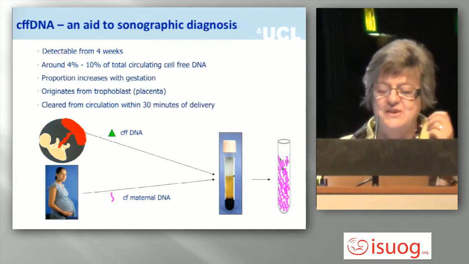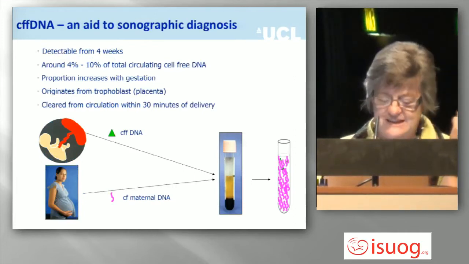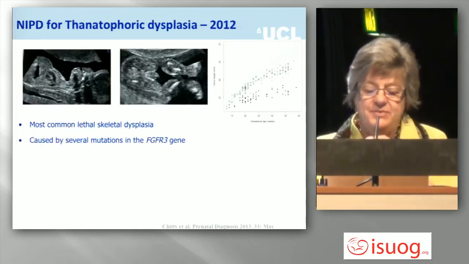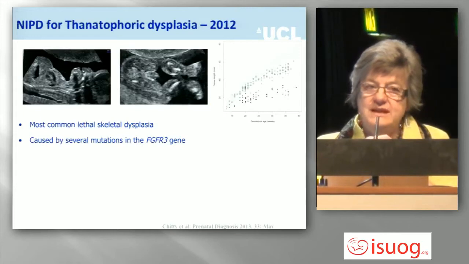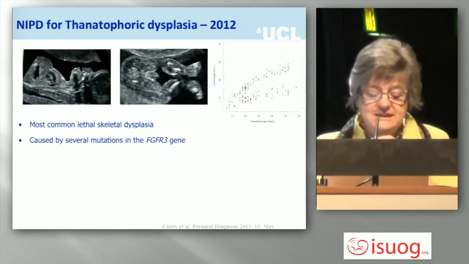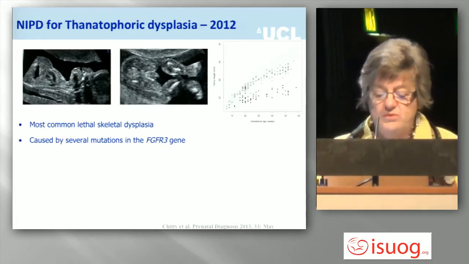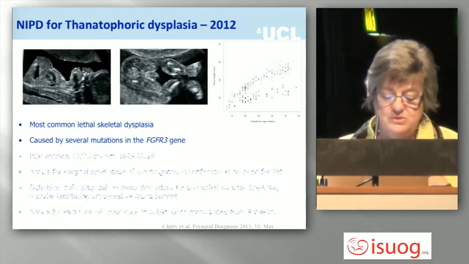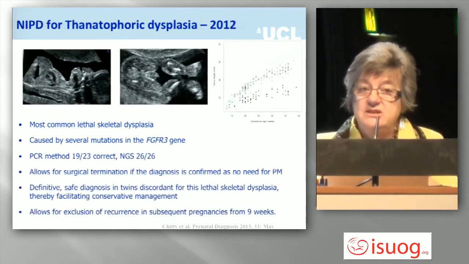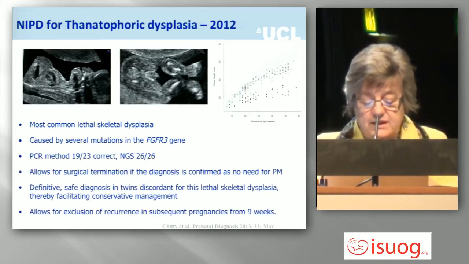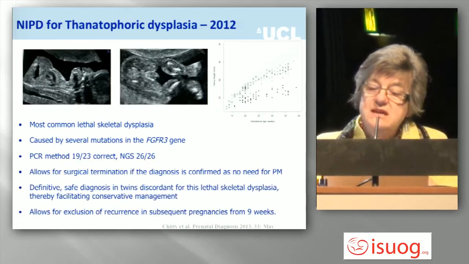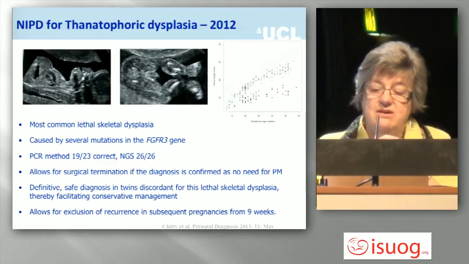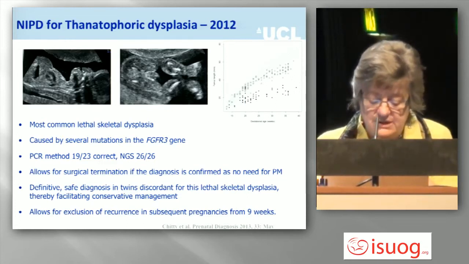As I said, we have already heard about the properties of cell-free fetal DNA, so I'm not going to go through that again. But certainly in our laboratory now we have developed cell-free non-invasive prenatal diagnosis for thanatophoric dysplasia, and we can detect that this condition is due to many mutations in the FGFR3 gene, all of which are detectable by our next generation sequencing panel for FGFR3. And of course, if you can take mum's blood and make a definitive diagnosis of thanatophoric dysplasia in the first trimester, then that will allow her to have a surgical termination of pregnancy.